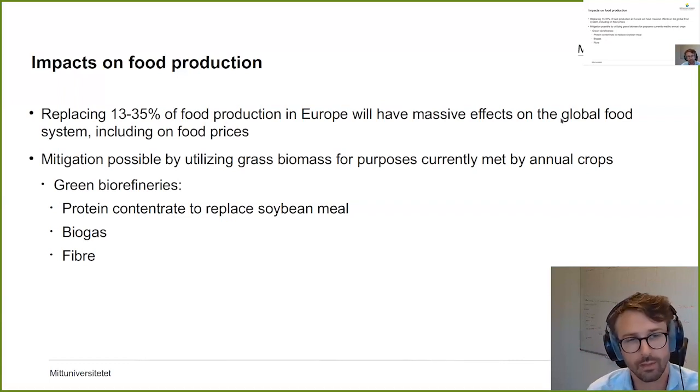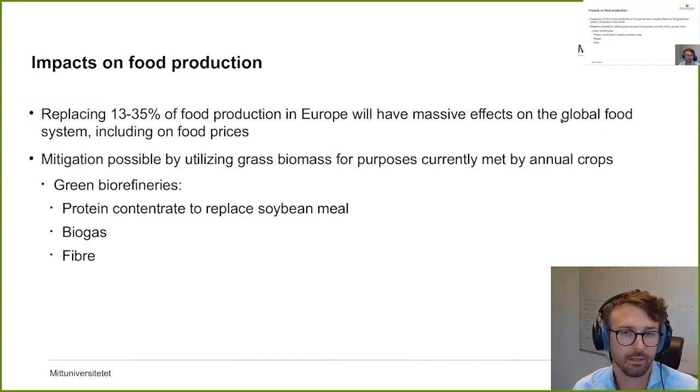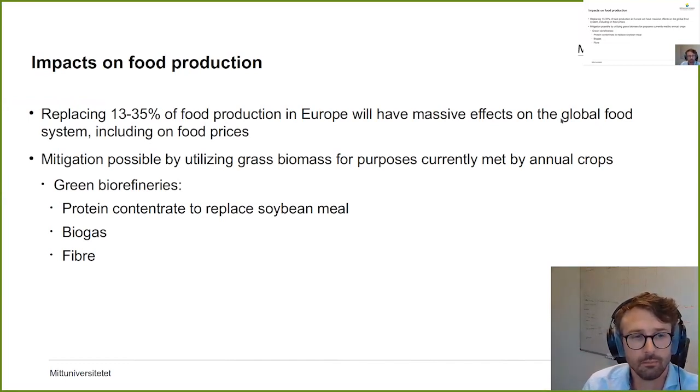So if we use the grass to produce a protein concentrate, then we don't have to produce the same amount of soybean meal, and then we save that cropland, basically. We reduce the cropland displacement effect. The green biorefineries can also produce biogas and a fiber fraction that can be given to ruminants.